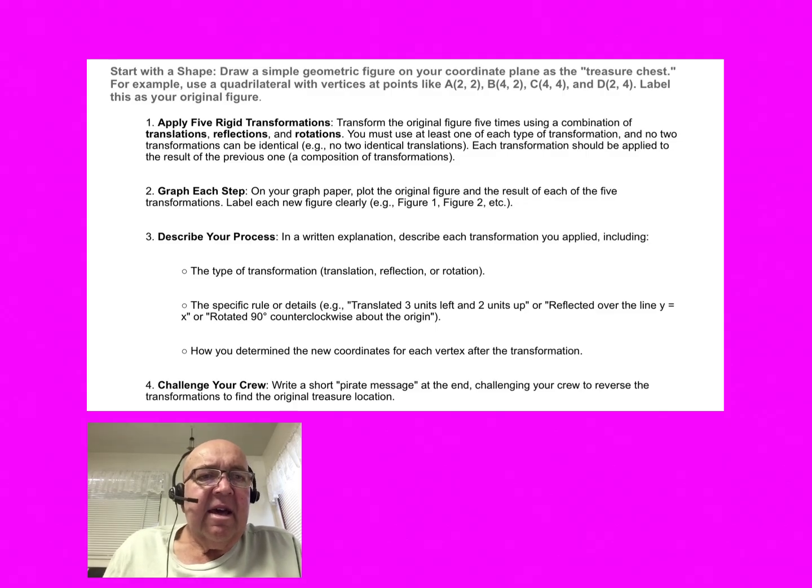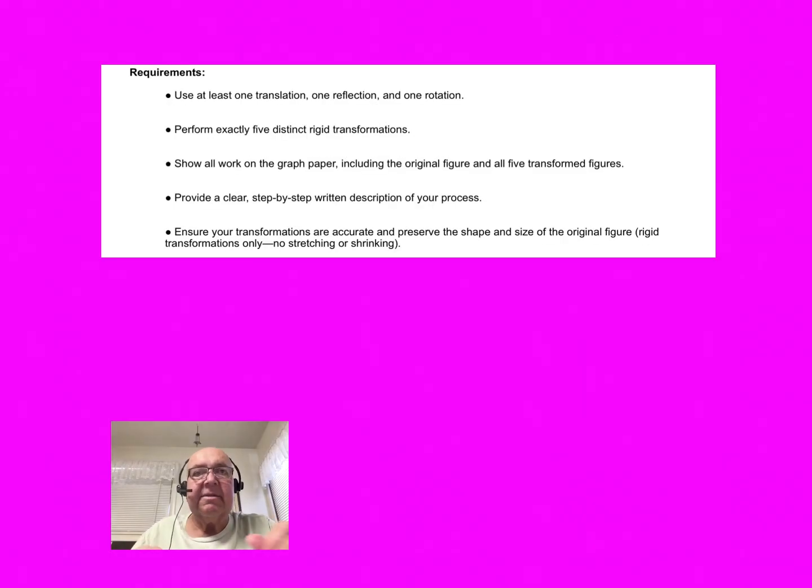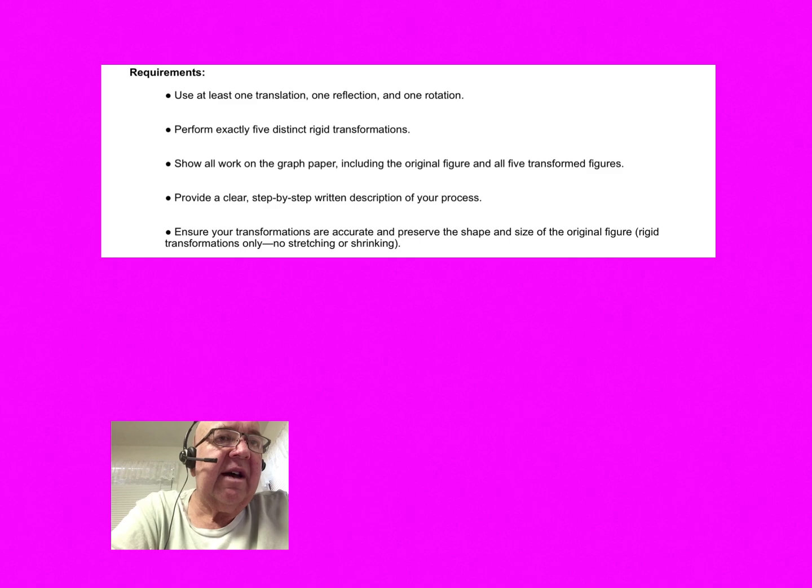And finally, the last thing is there's a pirate message that gives you a little bit of a chance to be creative: challenge your crew to reverse the transformations to find your original spot. So again, the requirements: one translation, one reflection, one rotation, exactly 5 distinct transformations. None can be repeated. Show all your work on graph paper, including the original figure and all 5 of your transformed figures.